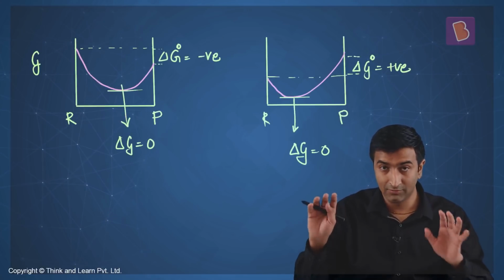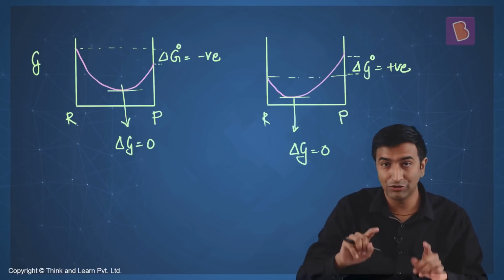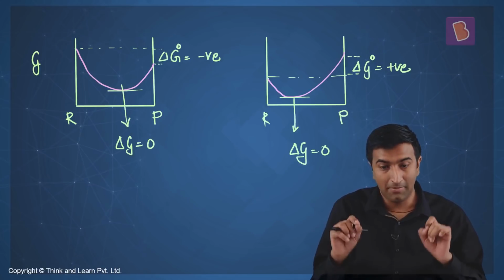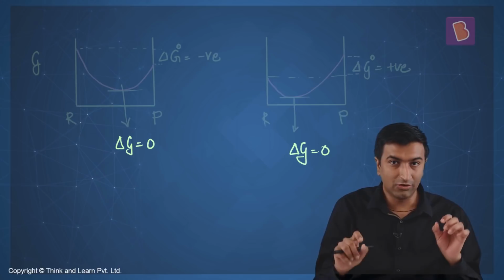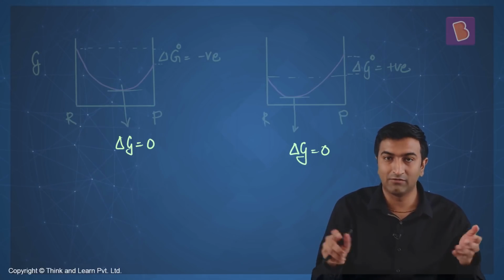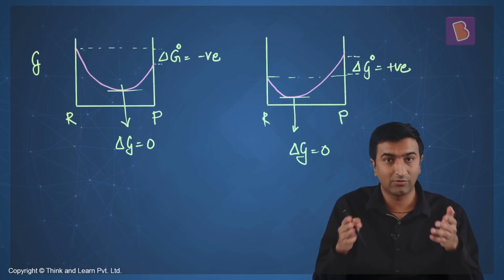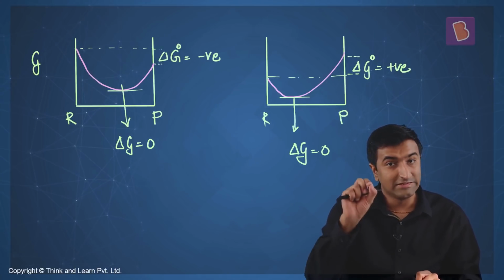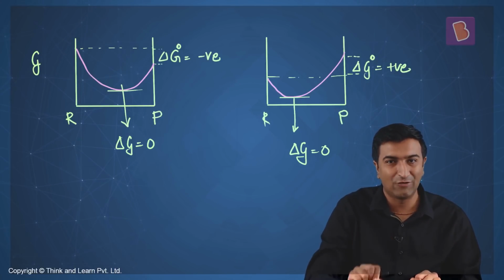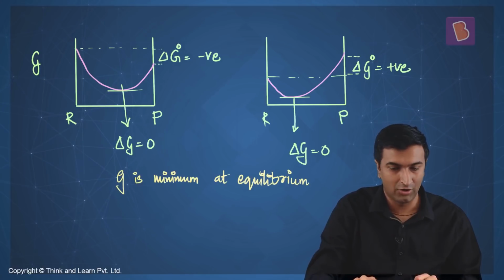Look at these graphs. This is the most important thing. It doesn't matter whether the reaction is spontaneous or non-spontaneous. The whole deal is that delta G should be 0, and this can happen from both sides irrespective of the reaction being spontaneous or non-spontaneous. That's what these graphs are showing us. Repetition from thermo, I know this. G is minimum at equilibrium. All right, important idea to remember.